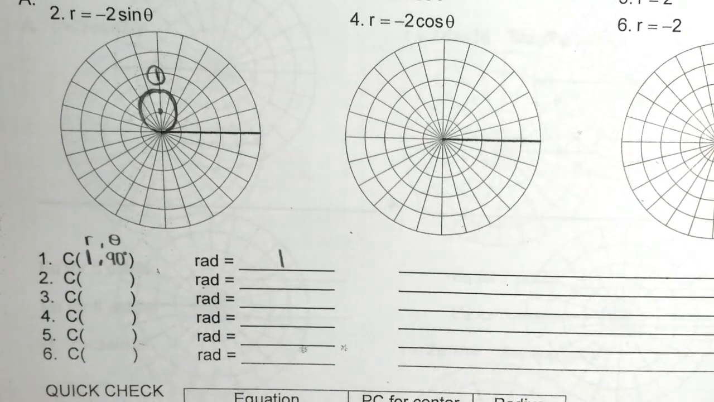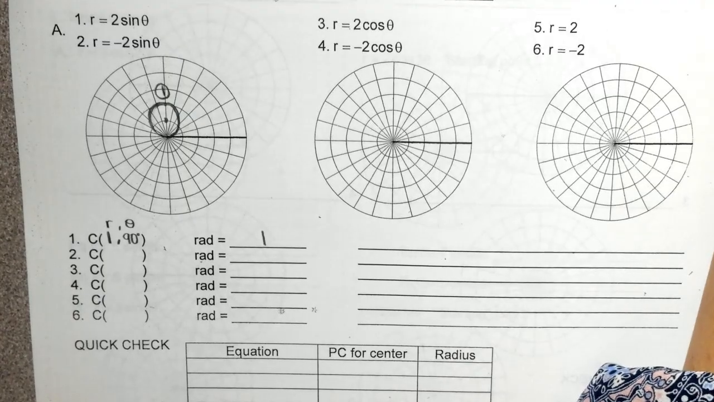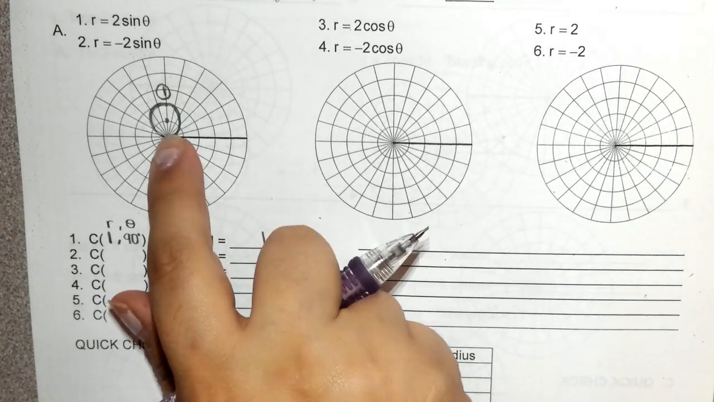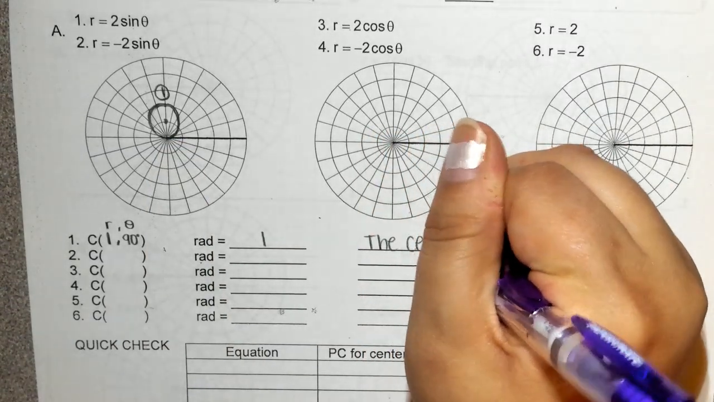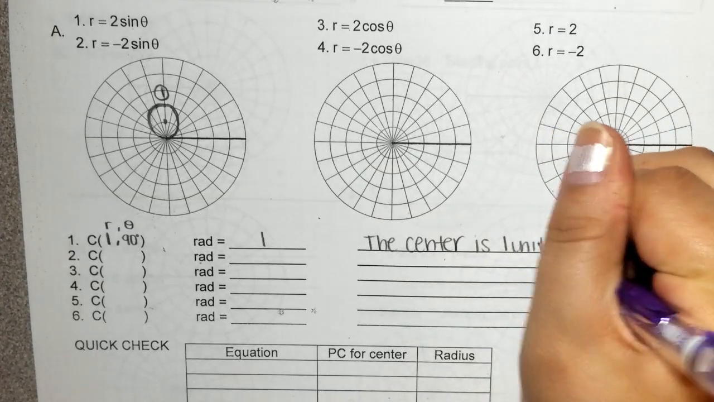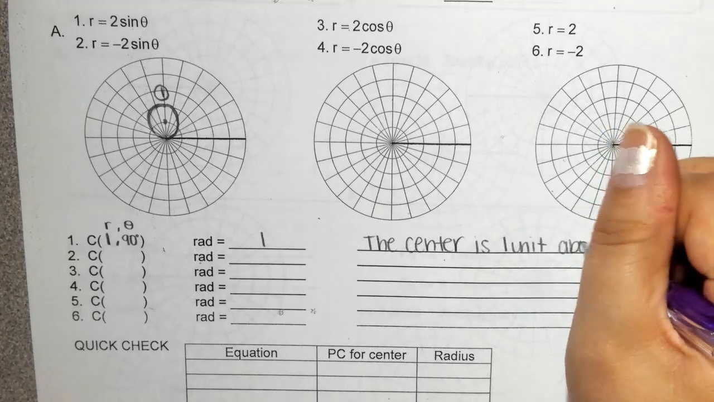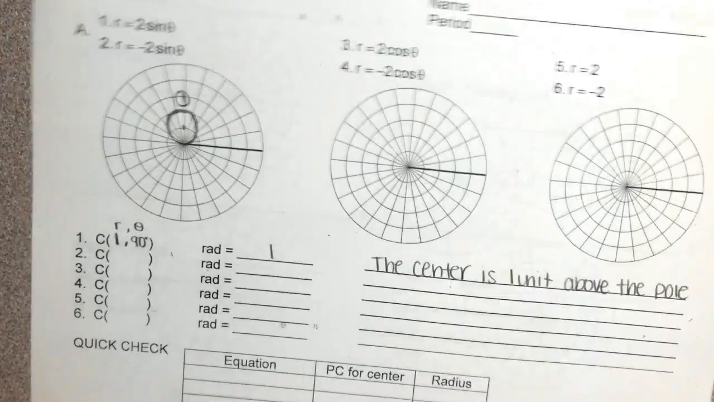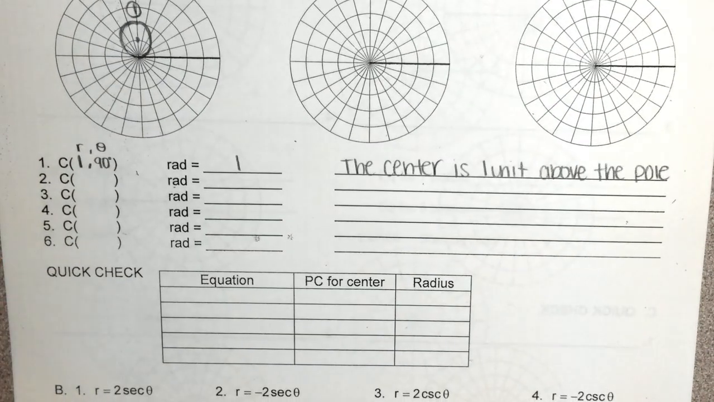How does this circle compare to the pole? What is the pole? The origin. So the center is 1 unit above the pole. Write that down, please. The center is 1 unit above the pole.